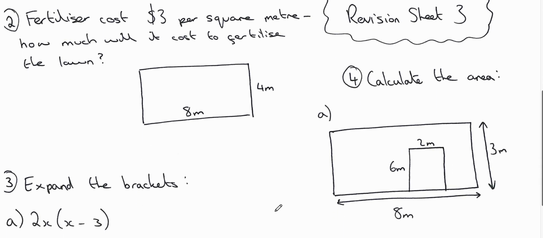Now question 2, fertilizer costs $3 per square meter. How much will it cost to fertilize the lawn? So 8 times 4, it's going to give you 32 meters squared for your area. And if each square meter costs 3, we'll do 32 times 3, which gives me $96.